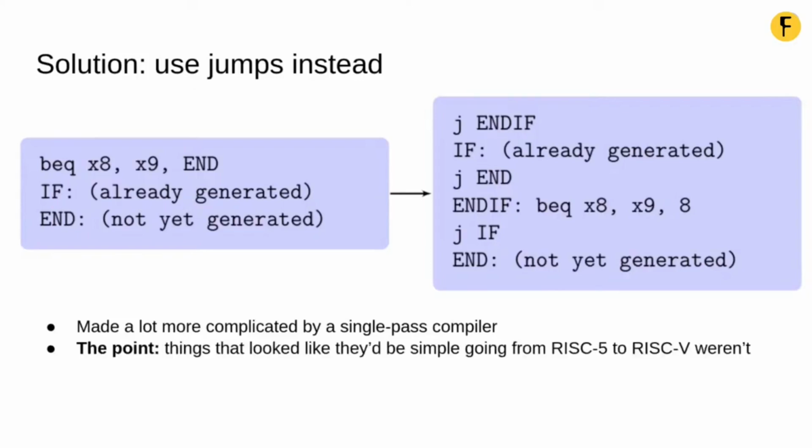The actual point here with these examples is that things that look like they'd be really simple, going from Wirth RISC-V to RISC-V, turned out to be more problematic than I expected. And these are not the only times that occurred. There were several more occasions of this sort of issue occurring.